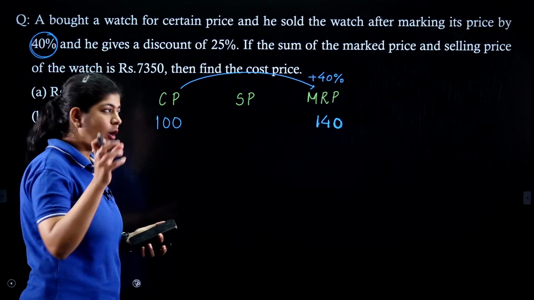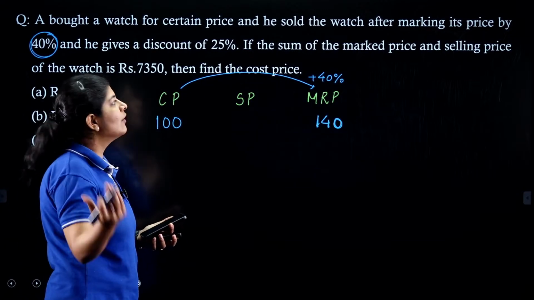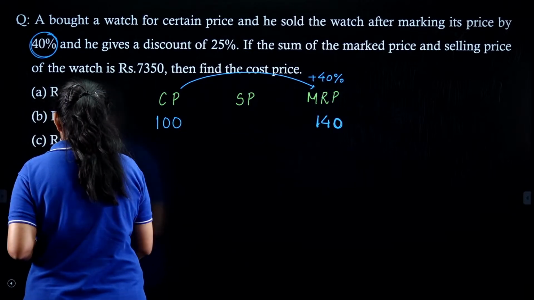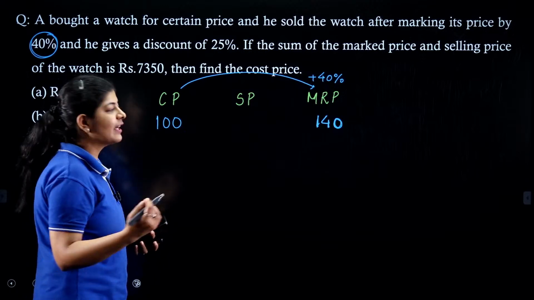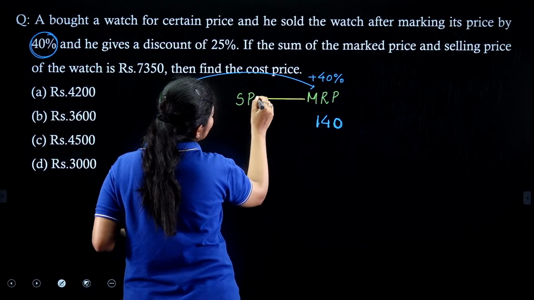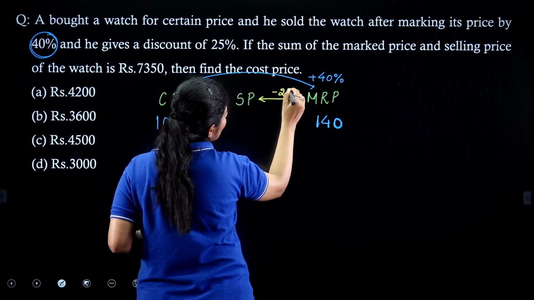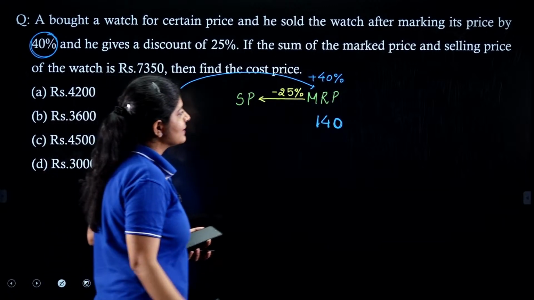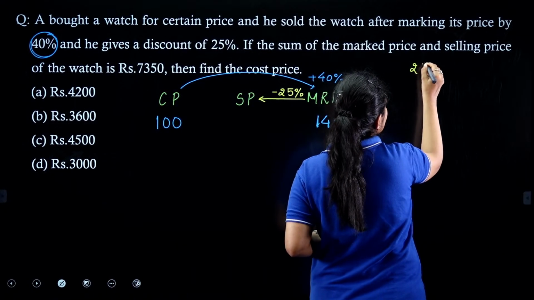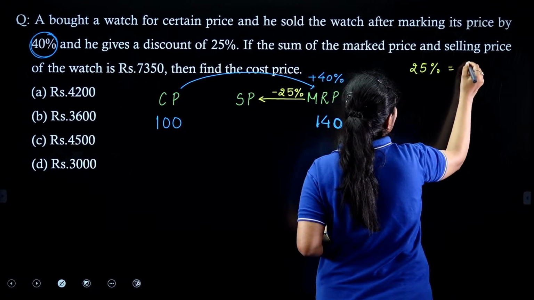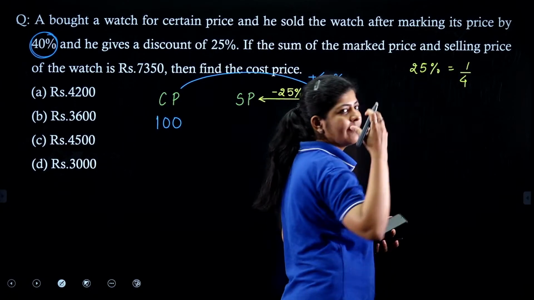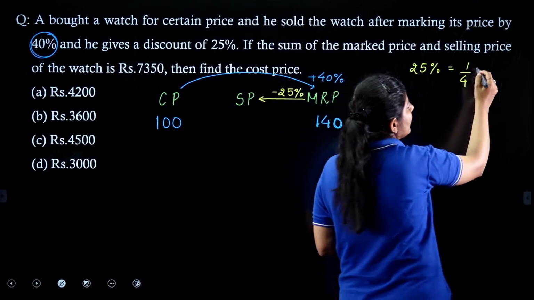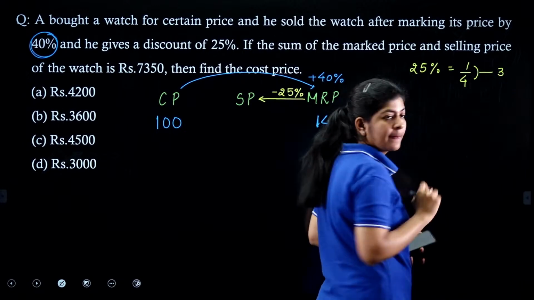But what I'm doing now, on this price I'm giving a discount of 25%, just to show that I'm giving it in some sale or something. I'm just giving a discount of 25%, and discount is always given on the marked price. Now I know that 25% can be written as 1 by 4, right? So if I have something which is 4, I am giving a discount of 1 rupee. That means I'm selling it for 3 rupees, right?